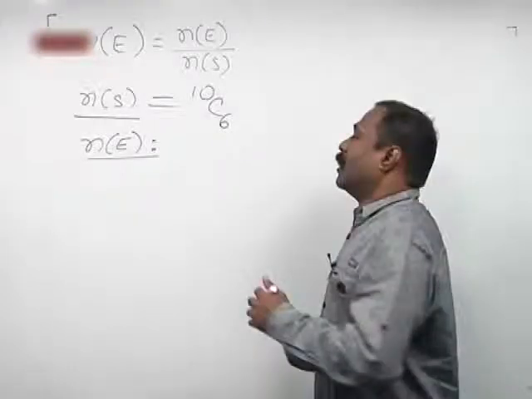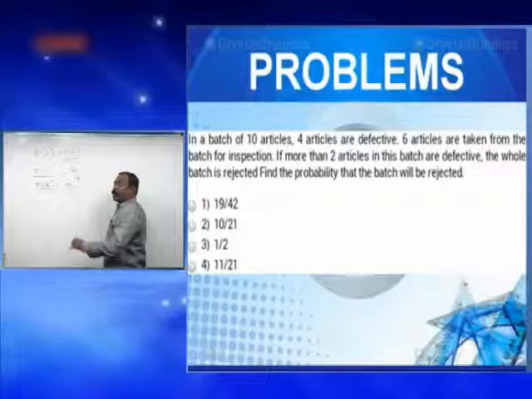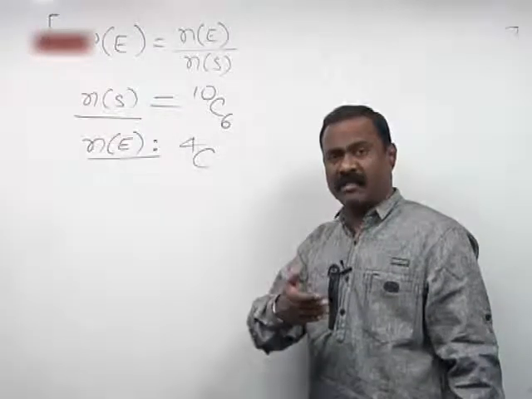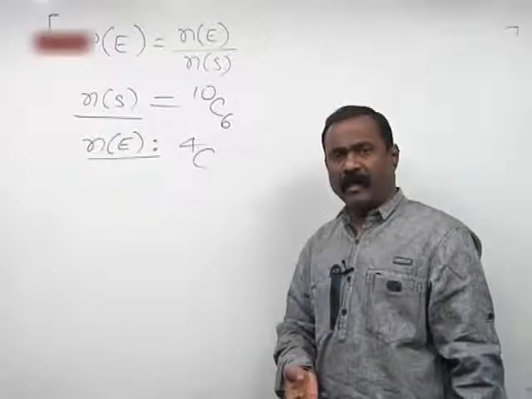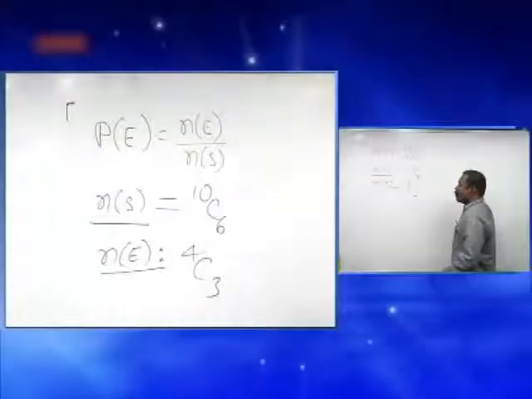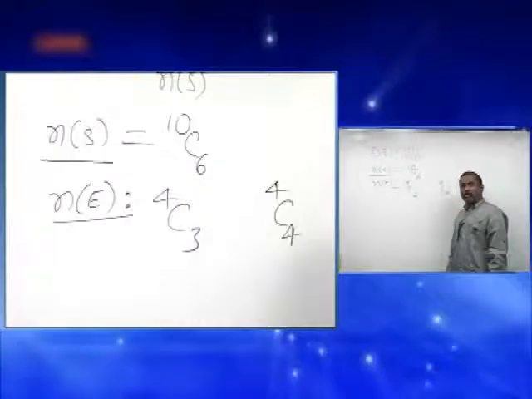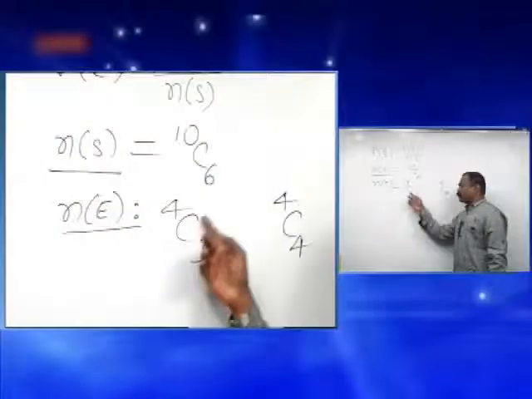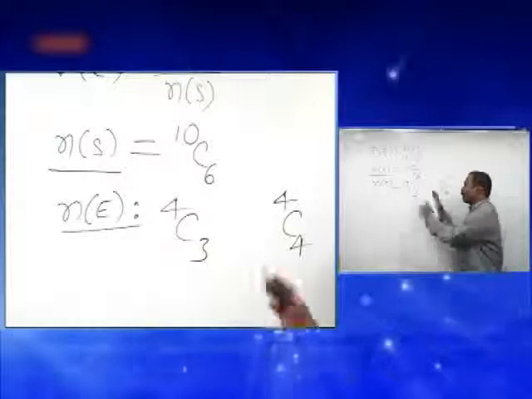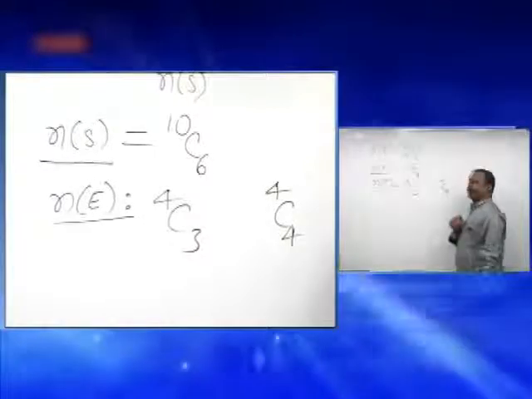So here totally 4 articles are defective. From 4 articles, how many should be defective to get the consignment rejected? It should be more than 2. More than 2 means it may be 3 or it may be 4 also. Understand carefully, please. More than 2 defective means it may be 3, it may be 4. It will not be 5 because the total number is only 4. Okay. Now, what we did, we have chosen 3 defective or 4 defective.